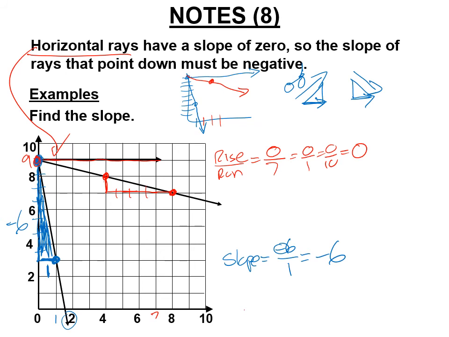So my run is always a positive number, always. Because we're always going to run that way. You're never going to see a ray going this way for slope, ever. They're always going to go this way, to the right. So the run will always be positive. Well, what's my rise? It's not rising, it's going down 1, so the rise is -1.